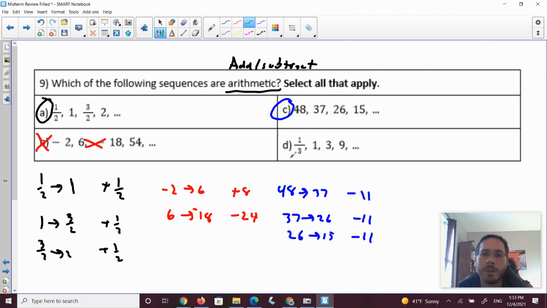And then the last one, choice D. So we've got 1/3 to 1. I have to add 2/3. And then 1 to 3 is going to be +2. Well, those are not the same. So again, I can get rid of D.